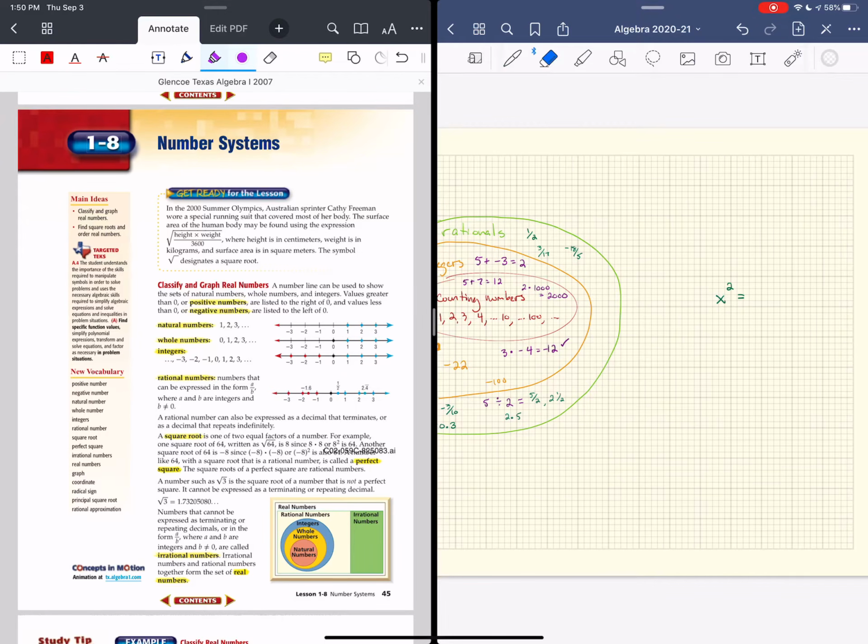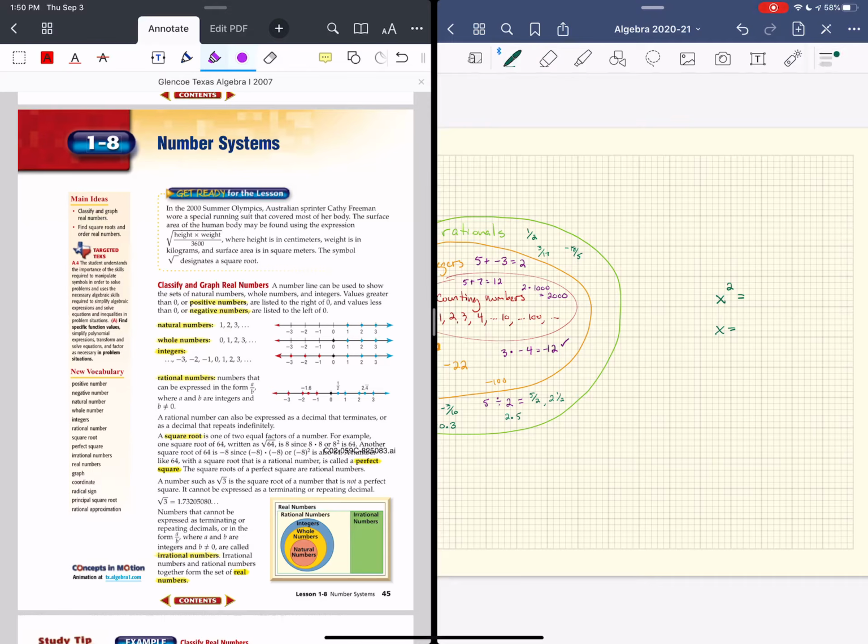Imagine we had a question like x squared, something squared, equals 16. This question we can say what x is, right? It's easy enough to say that x is 4. So we don't need a new kind of number for that question.